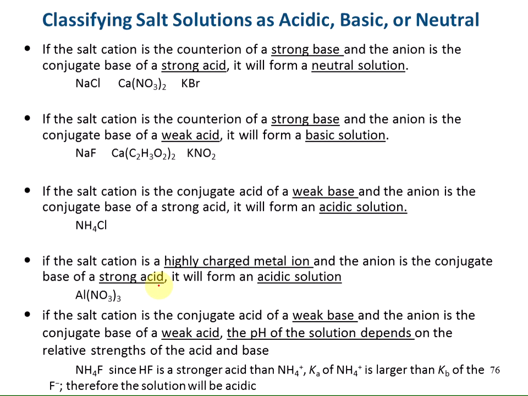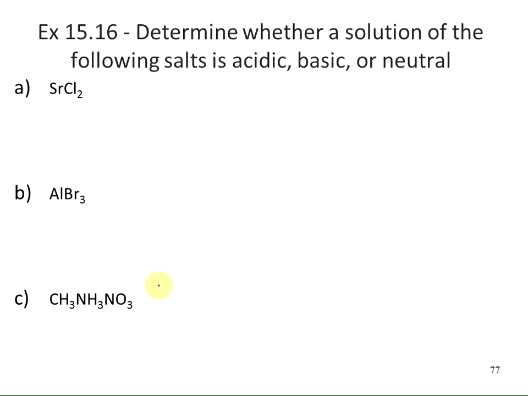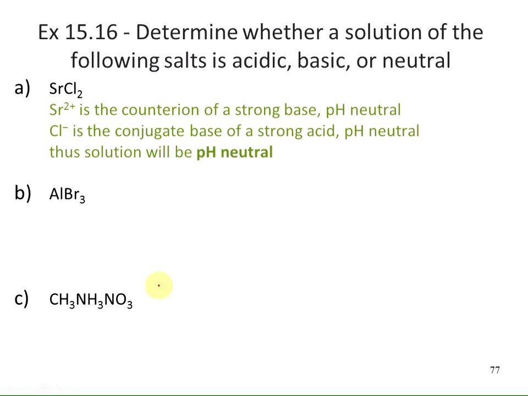Okay, so let's do some examples to see how well you understand that. So strontium chloride. Is it acidic, basic, or neutral? So the strontium 2 plus is the counterion of a strong base. So the pH is neutral. The chloride is the conjugate base of a strong acid. So think about hydrochloric acid. So the pH is neutral. Thus the solution will be overall neutral. You can think of strontium, remember that's one of your alkaline earth metals, so that's going to be neutral.